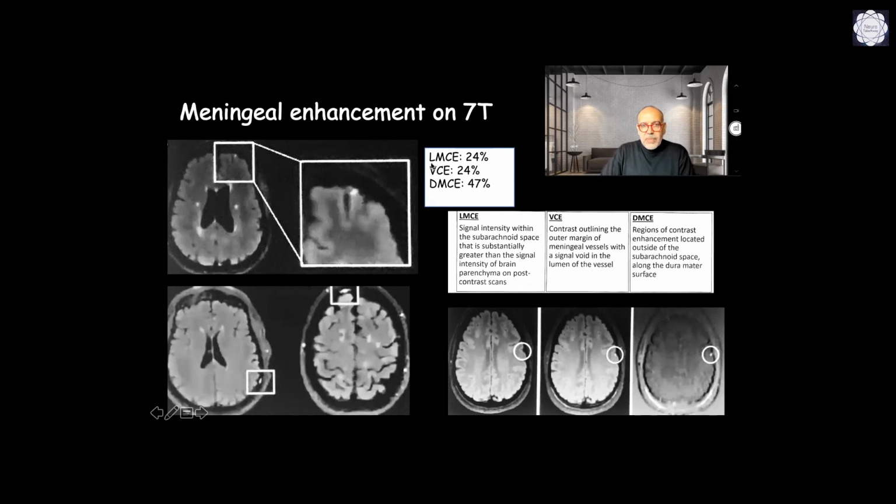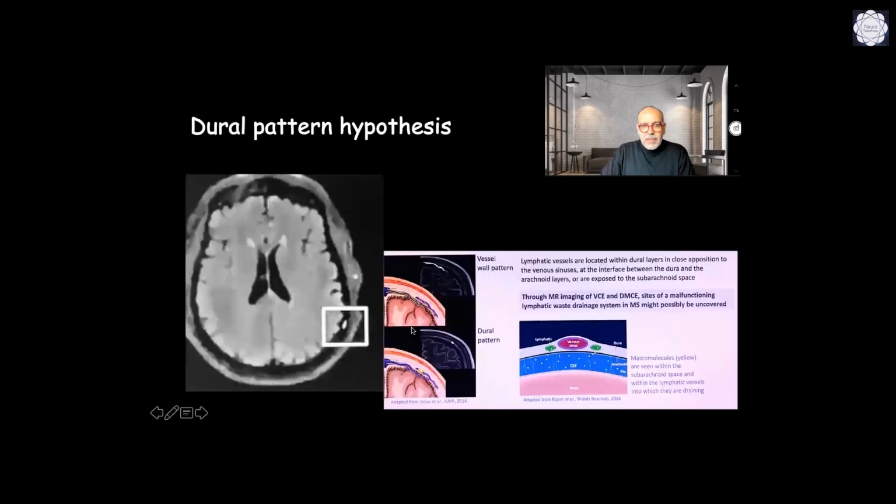And you can see that leptomeningeal contrast enhancement was found in about 1/4 of the patients, but there is a vascular contrast enhancement in another 1/4 of the patients. And what is more important, they found this dural pattern of enhancement that is very, very interesting because it hasn't been shown before. And this dural pattern of enhancement may have to do with the presence of these lymphatic vessels that we now know are located at the periphery of the venous sinuses.